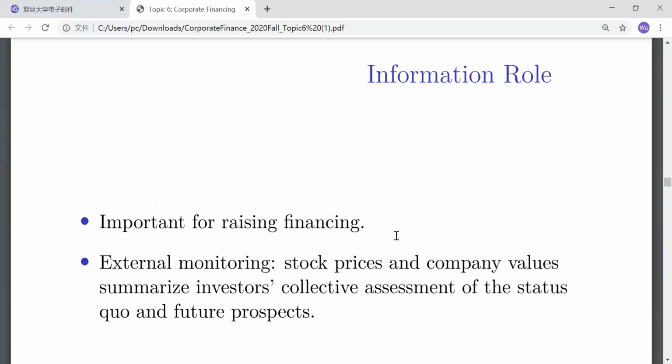And also the information role. The information role is to tell the company that wants to raise financing whether it's good timing or not. Right? So the stock prices and the company values summarize the investors' collective assessment of the company and its future. So if you see the stock price is not performing well, that's probably not a good time to raise equity funding.